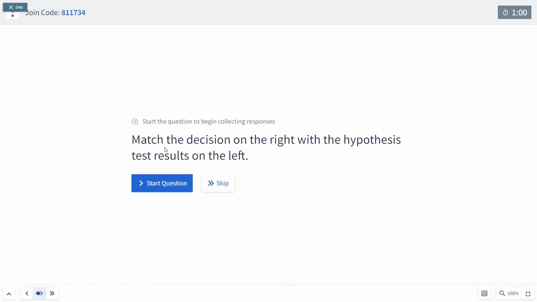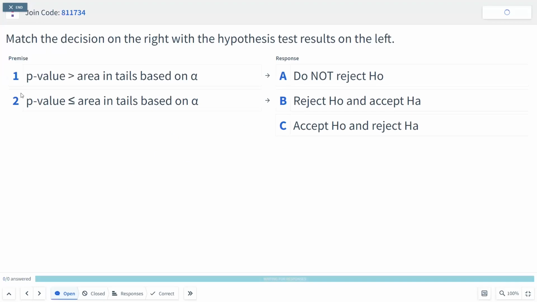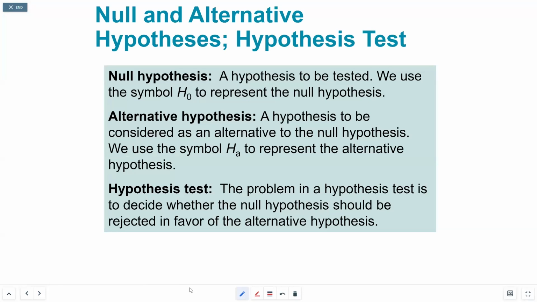All right, so here's another question. Match the decision on the right with the hypothesis test results on the left. So if you're going to decide what to do, and you can review the slides, the p-value is greater than the area in the tails based on alpha, or the p-value is less than or equal to the area in the tails based on alpha.